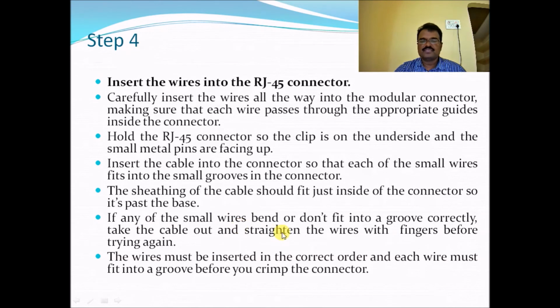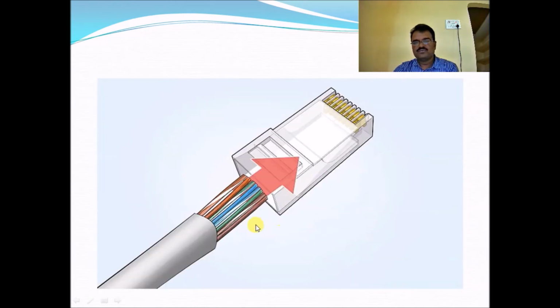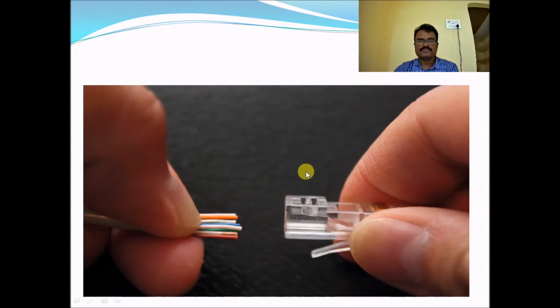If any of the small wires bend or don't fit into a groove correctly, take the cable out and straighten the wires with fingers before trying again. The wires must be inserted in the correct order, and each wire must fit into a groove before we clamp in the connector. So we have to insert this in a proper way, ensuring these are grooved properly. So like this we have to put, and then we have to insert in the modular RJ45 connector.